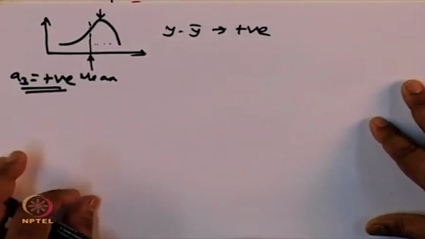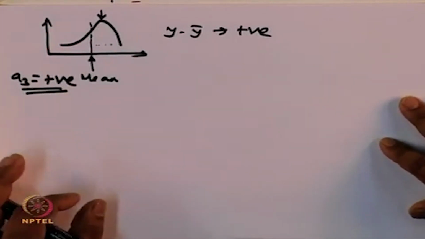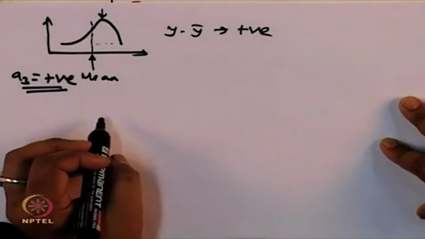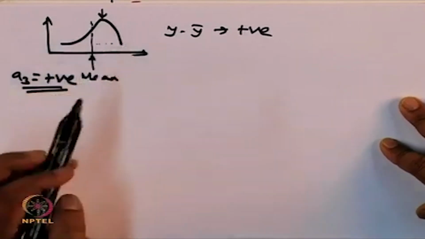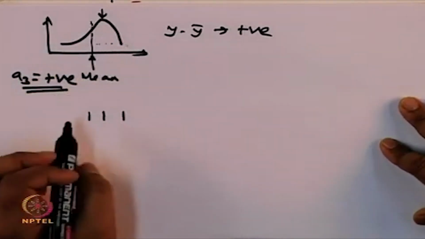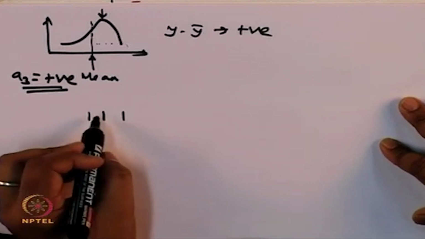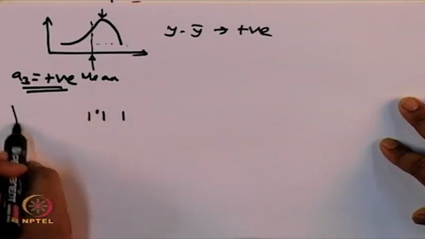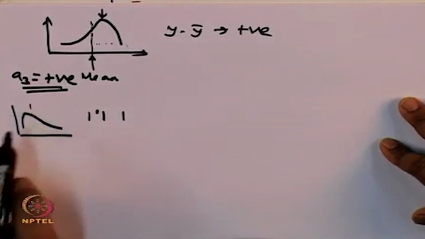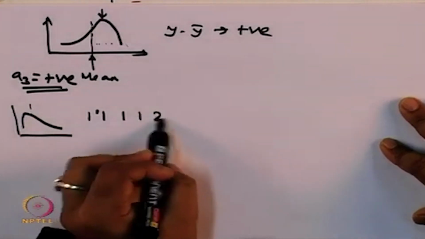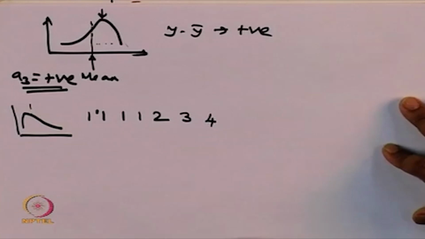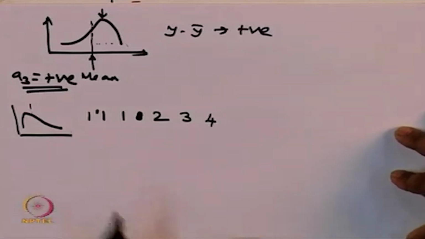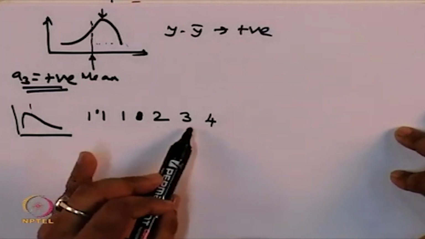Okay. So, let us take a sample example where we calculate the skewness of a distribution. Let me write down some numbers which portray this picture. So, let us say my variables are 1, 1, 1, 1, 2, 3, 4. Let us do this distribution. Okay. You have three 1s, one 2, one 3, one 4.